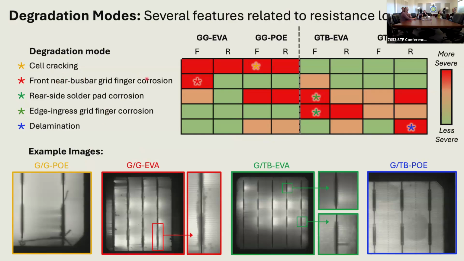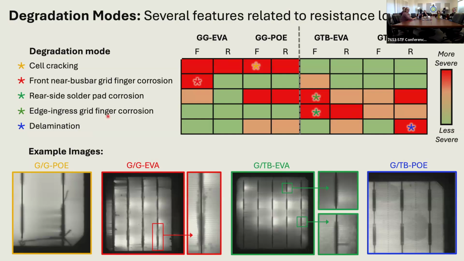We also saw front near bus bar grid finger corrosion that happened mainly for glass EVA and glass transparent backsheet EVA, so EVA containing samples when exposed from the front side. And that shows up kind of like this, where you have local darkening of those grid fingers near the bus bars. We saw rear side solder pad corrosion, basically for all of the samples, but just for varying extents. And that's characterized by this kind of local brightening along the solder pads that we see emerge quite often.